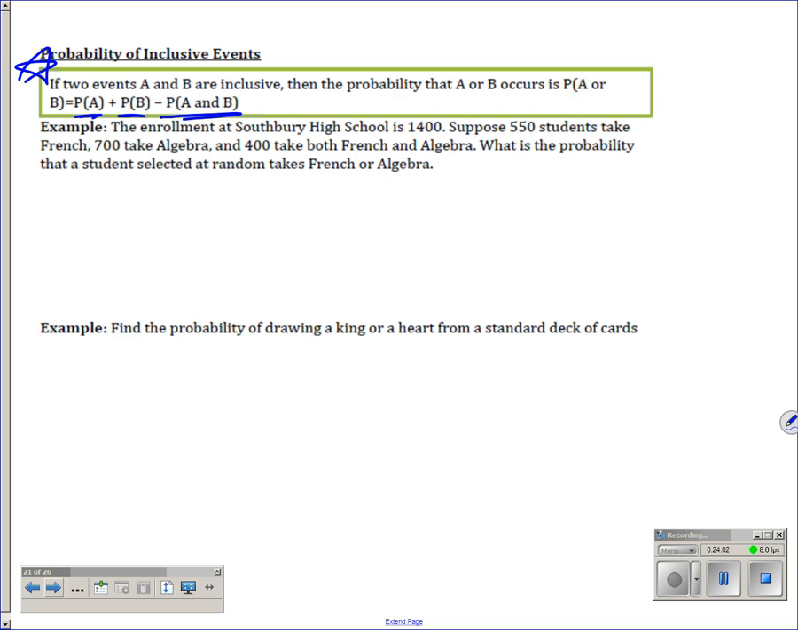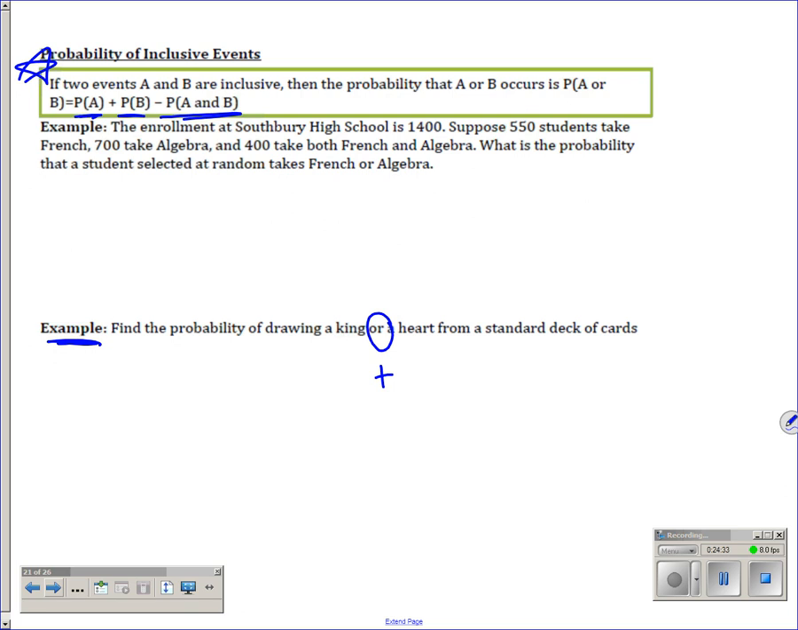So let's skip down to this example right here. I'll come back to the first one, but let's skip to this example just because we've been talking about cards. It says, find the probability of drawing a king or a heart from a standard deck of cards. All right, so "or" means to add. Whenever you're doing "or" questions, you always have to ask yourself, are they mutually exclusive? Is being a king and being a heart mutually exclusive? No, because you can have a king of hearts.